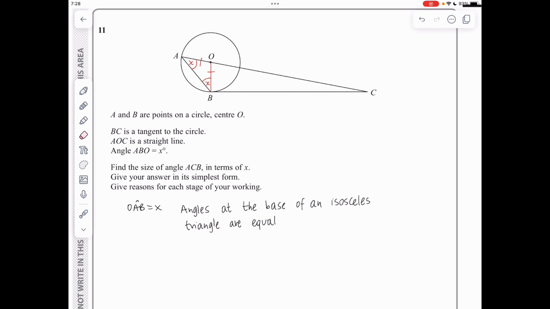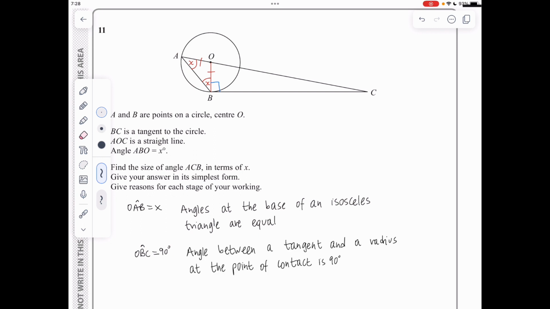We also notice that the line BC is a tangent to the circle, which means that the angle OBC should be 90 degrees. So I have to state this. OBC is 90 degrees. The reason is that we've got an angle between a tangent and a radius at the point of contact being 90 degrees. And now we can consider the triangle ABC. We have that the angle here ACB should be such that the sum of the angles in a triangle give a result of 180.